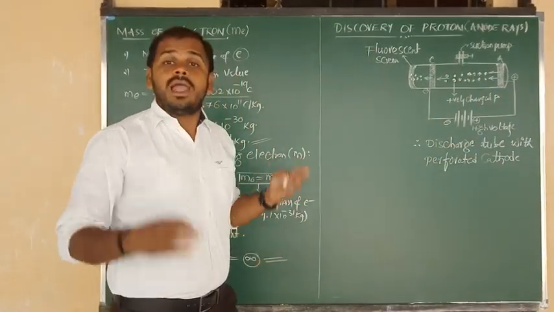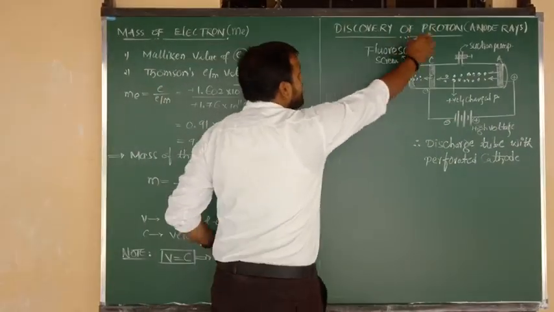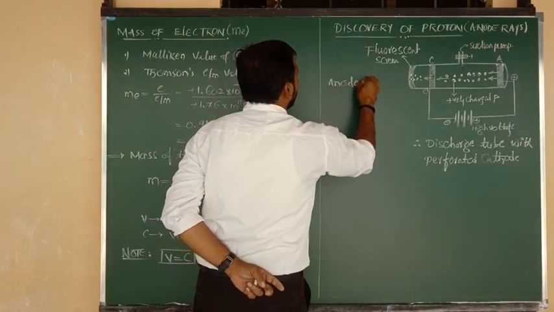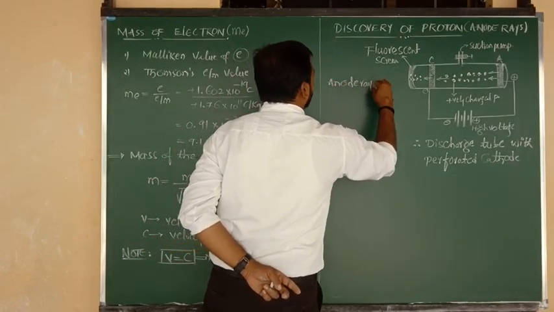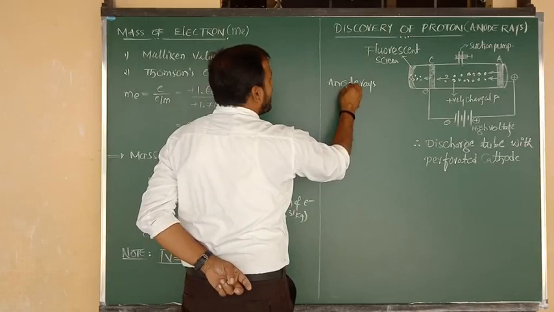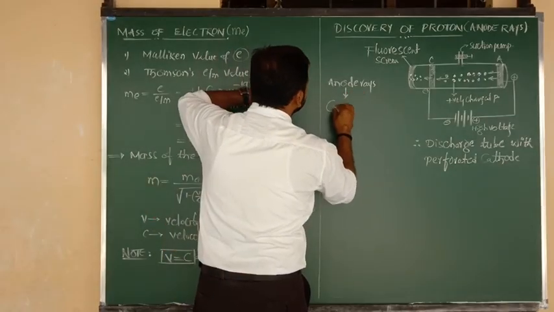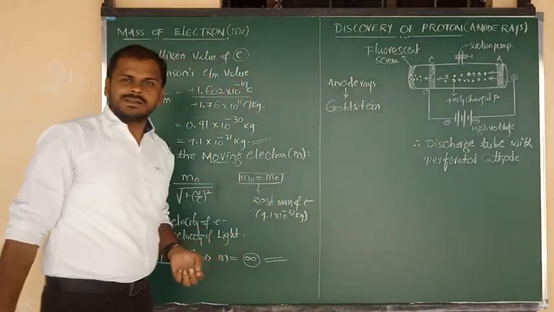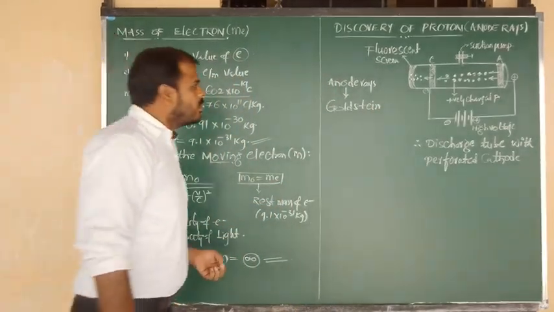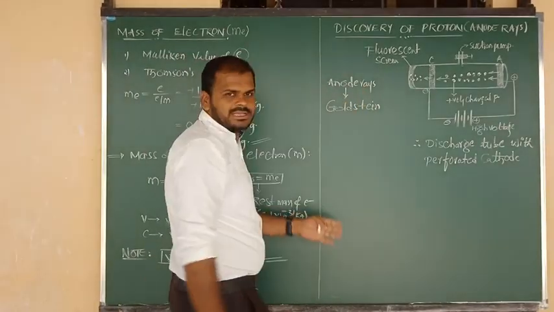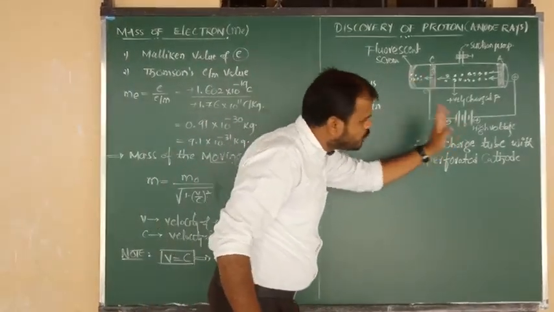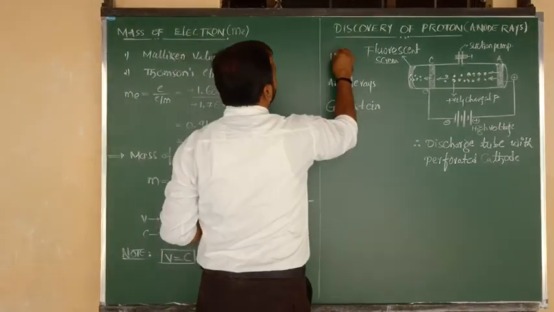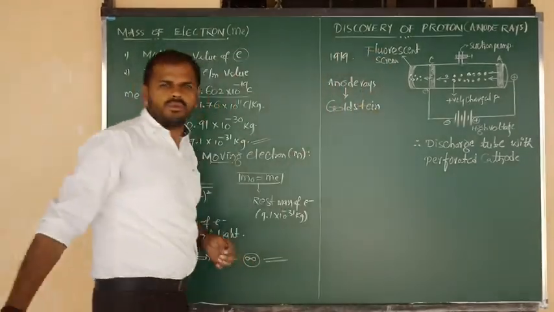So already I have told you about the discovery of protons or anode rays. Who discovered the anode rays? Anode rays were discovered by the scientist Goldstein. Goldstein discovered anode rays, again by using a discharge tube. And this discovery happened in the year 1919.